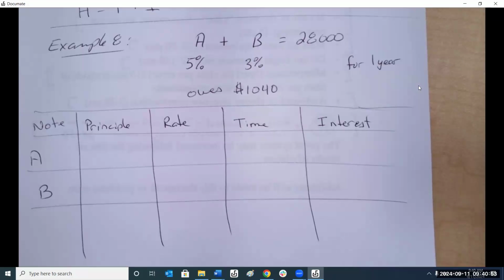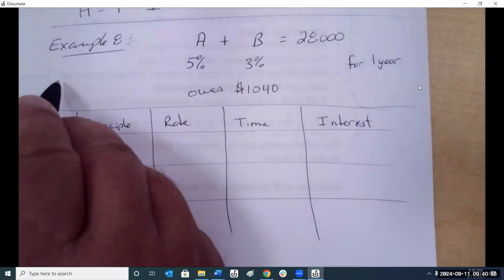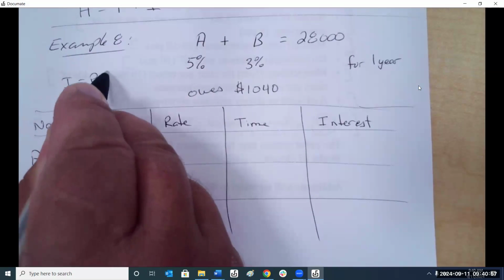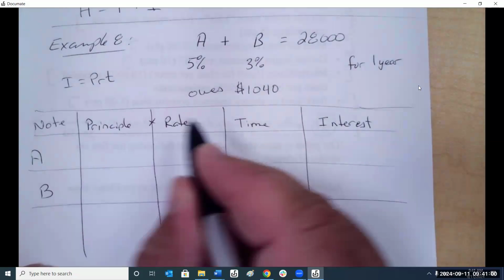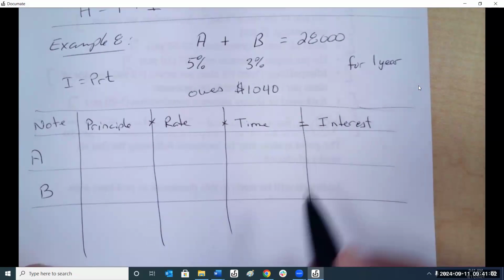Remember, the question said simple interest. So the simple interest formula is PRT. So it's principal times rate times time equals interest.